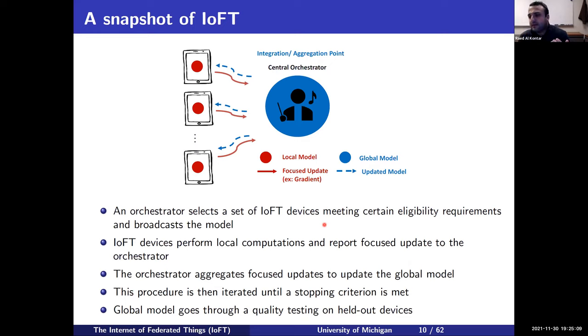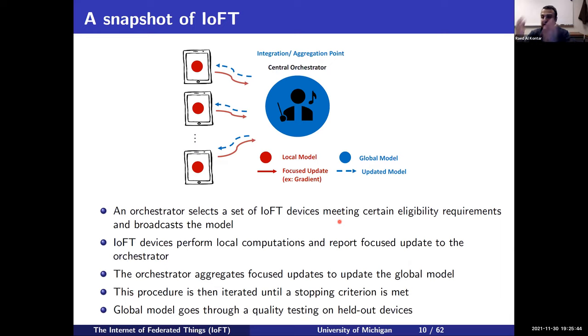Then each device uses its data to update the model, or to do focused updates. For example, in a deep network, they can do some small steps of optimization or stochastic gradient descent to update their weights. And then instead of sharing the raw data to the cloud, they're only sharing their focused updates. And then the cloud acts as an aggregator, or an integration point, of the focused updates from each client. And this procedure is iterated over multiple rounds.